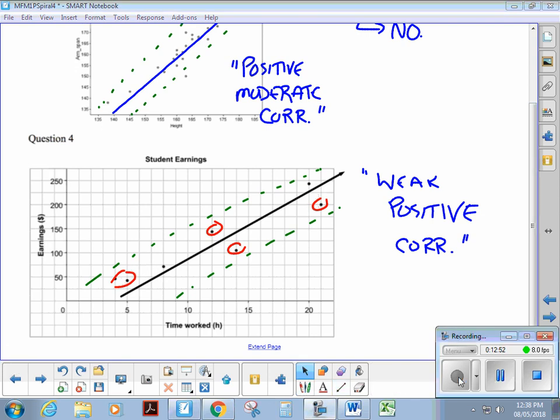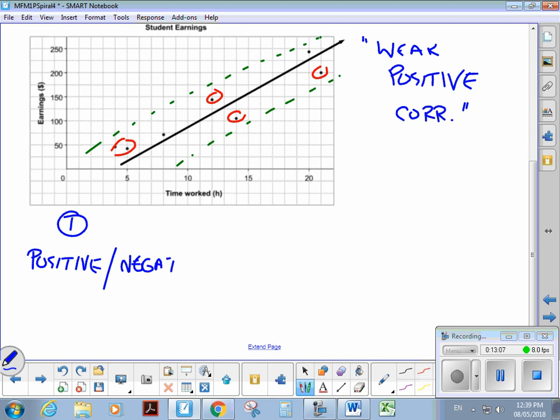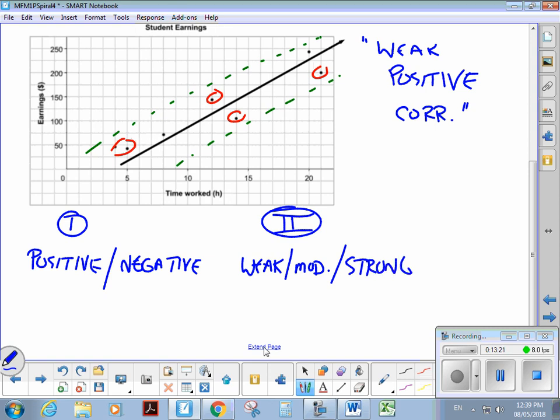So that is the key to this particular unit. I'm going to want to see that when you do the work, you include either positive or negative in your description. The second part of the description, you are going to use weak, moderate, or strong. So you need to have a component from stage 1 and 2 here when you write up your description after you draw your line of best fit.